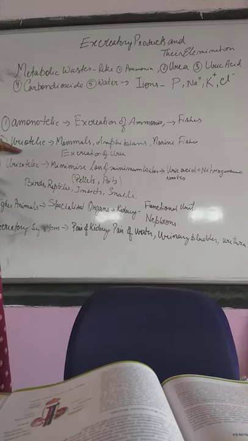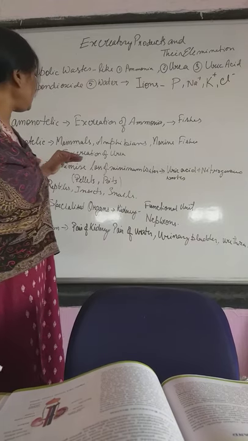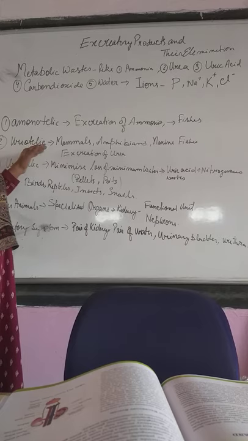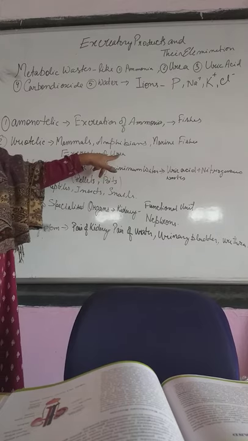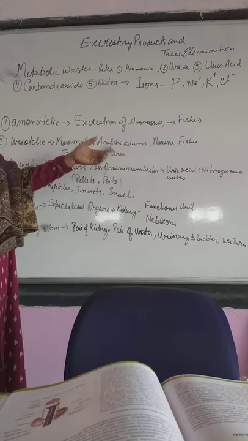The next is ureotelic. What is ureotelic? That means these organisms excrete urea. For example, mammals, amphibians, and certain marine fishes excrete urea. And if we talk of human beings, the urine consists of urea, uric acid, and creatinine, and of course water.